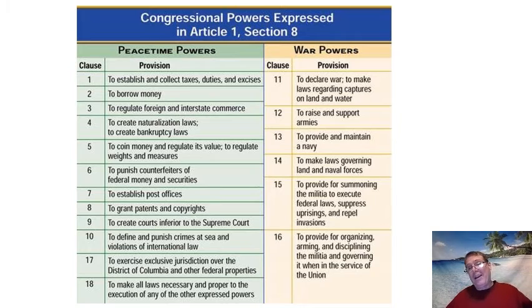And clause number 18 is really awesome. It says to make all laws necessary and proper to the execution of any of the express powers. So basically, it says you can do anything you need to do in order to do numbers 1 through 17. That is, whatever law you're passing from 1 through 17, whatever you need to make that law work, you can do it. So if you're establishing a post office, what do you need to establish a post office? Well, stamps. So Congress can basically create laws about creating stamps and how much they're worth and how much it takes to send a letter from place to place.